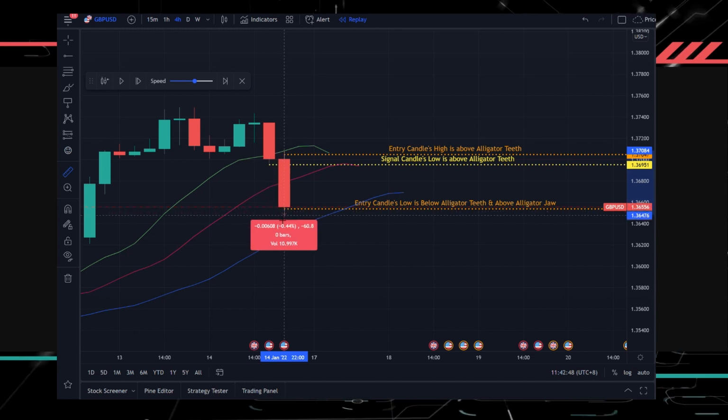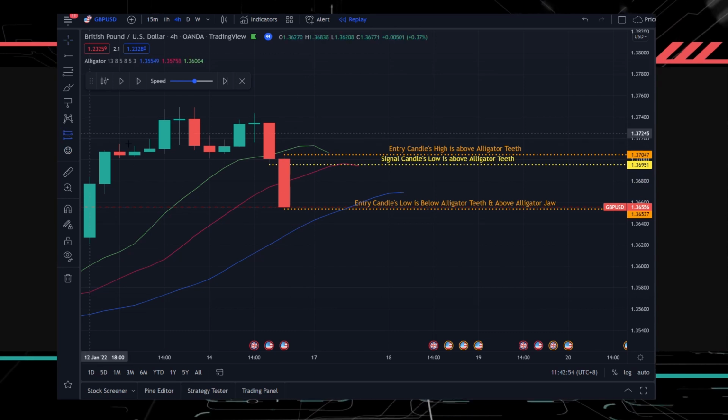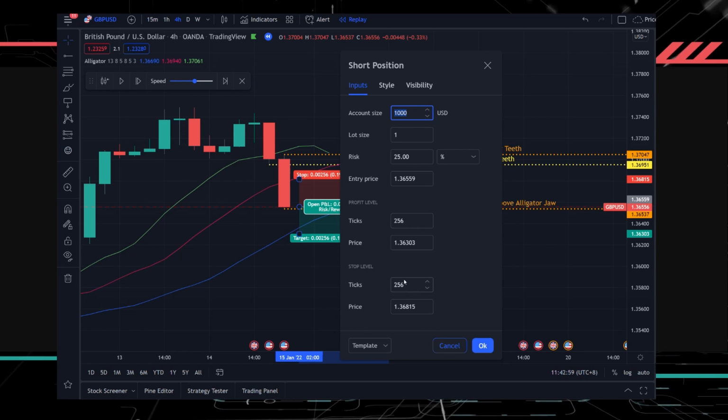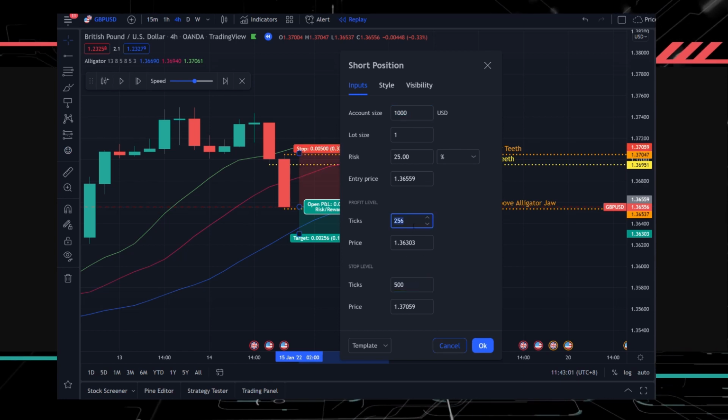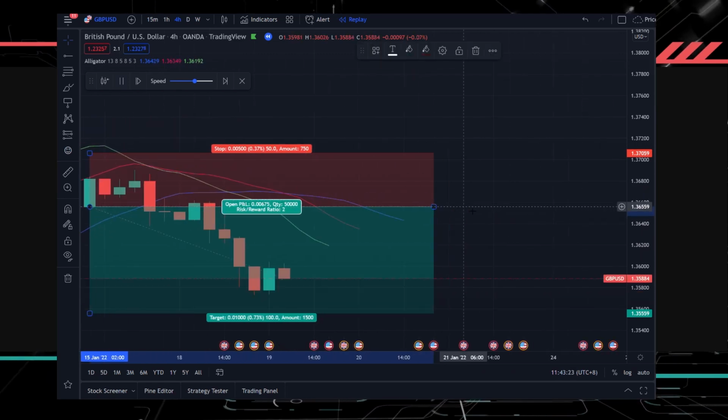Fifth, the gap between jaw and lips is above 30 pips gap. Lastly, the entry candle is red. Once we have identified the entry, we set the stop loss at 50 pips and using a risk to reward ratio of 2, we place our take profit at 100. After trading for a while, the trade turns out to be a winner.